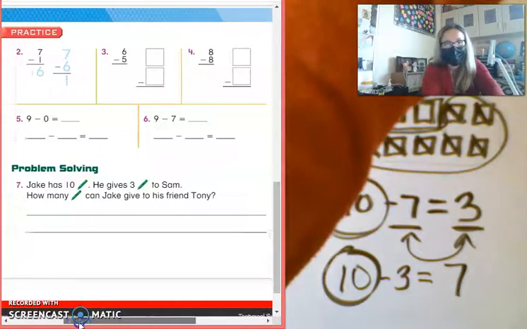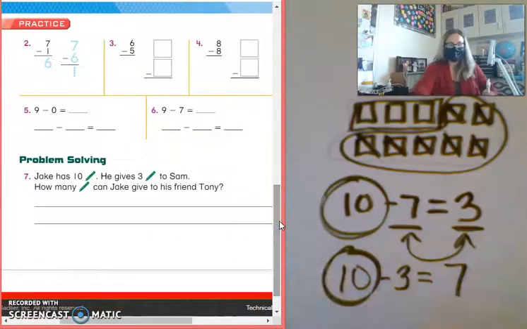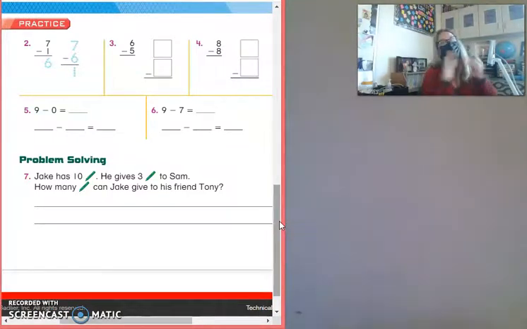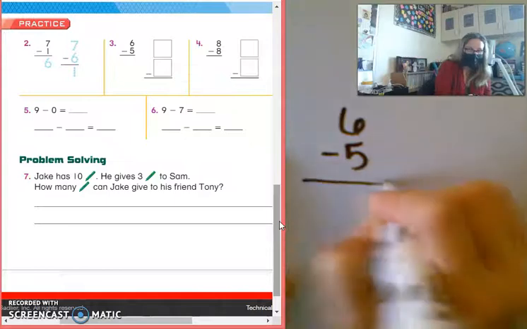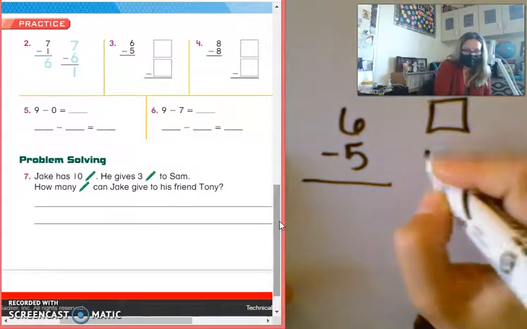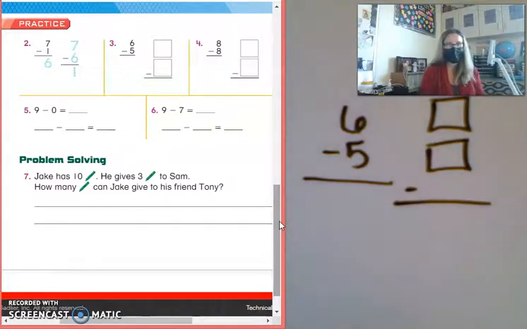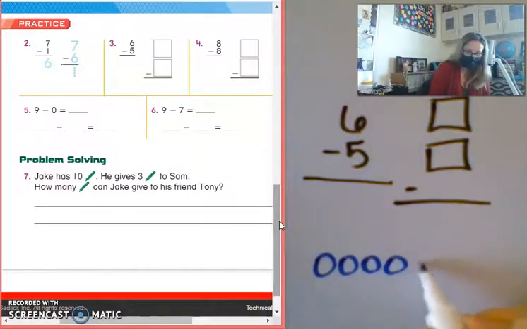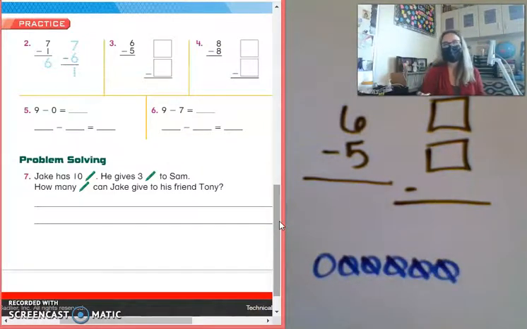All right, looking at number 2 there at the top. They did number 2 for us. They said 7 take away 1 is 6, and 7 take away 6 is 1. So let's go to number 3 where they didn't do the work for us. For number 3, they have 6, take away 5, and we're looking for an answer. And they have boxes like this. Do you see that? What is 6 take away 5? Well, 1, 2, 3, 4, 5, 6. If I take away 1, 2, 3, 4, 5, Isaac, how many do I have left?